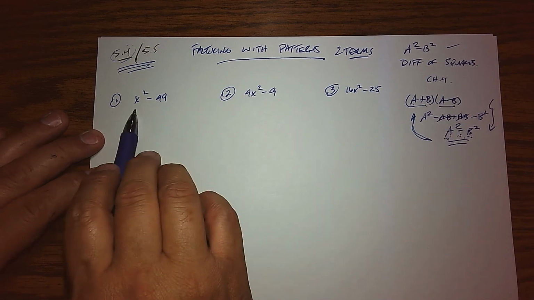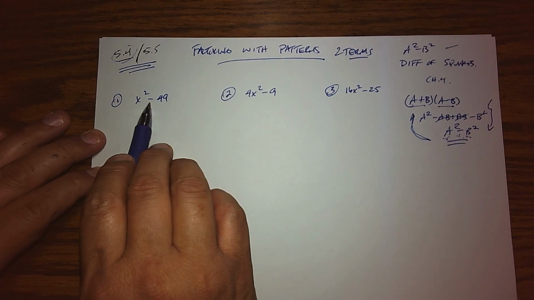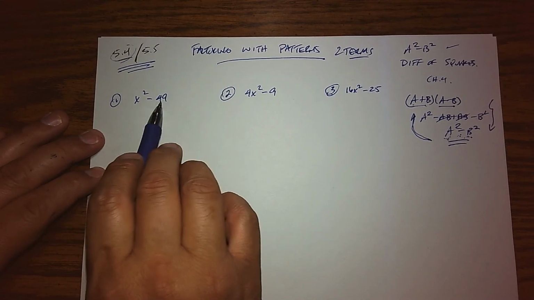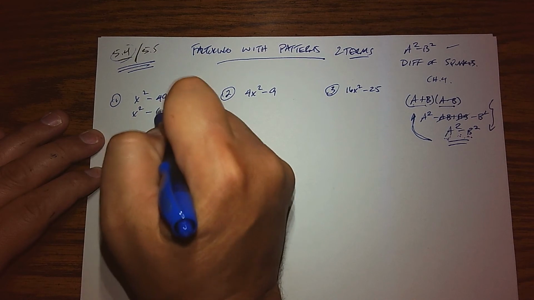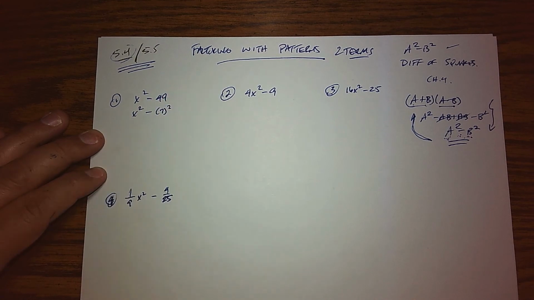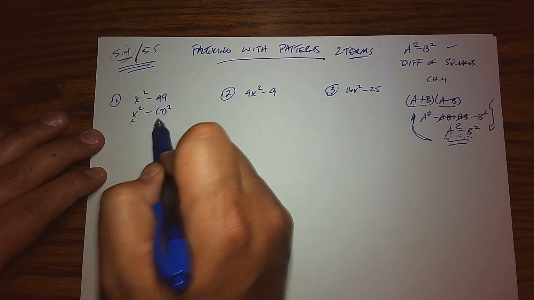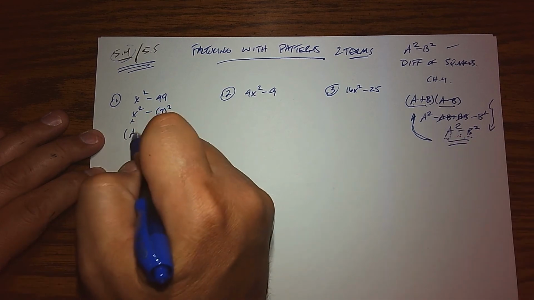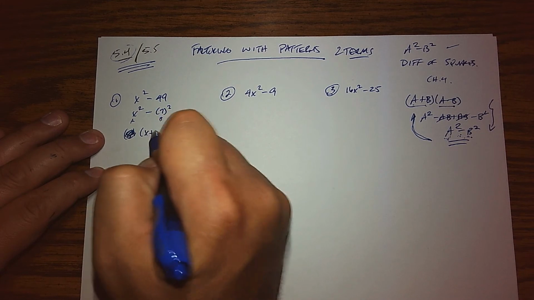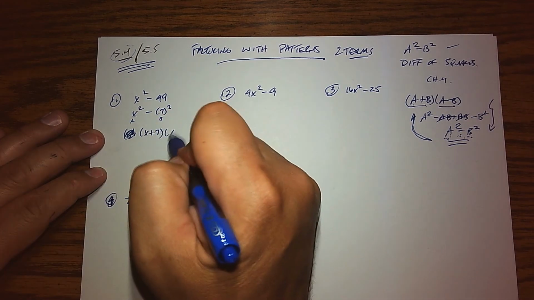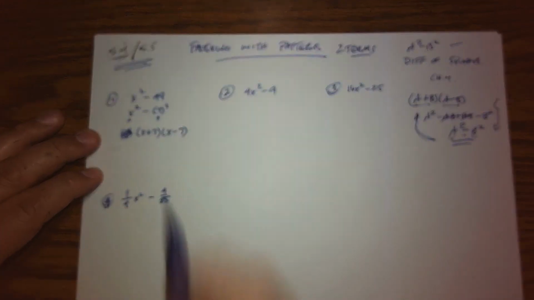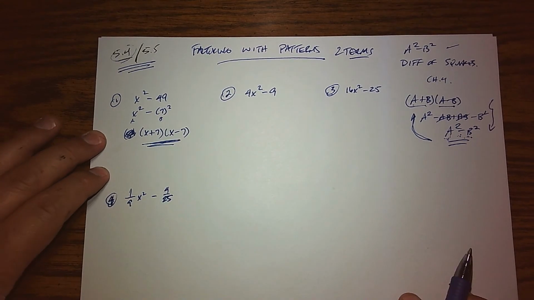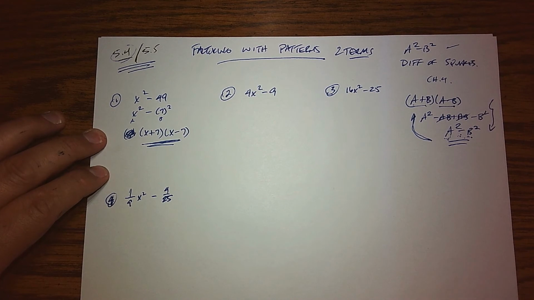So this first one, we obviously have a difference. This is being squared, and if we think about it, 49 is 7 squared. So this is your A and this is your B. So the pattern says we take our bases and we add them, and we take our bases and we subtract them. So how do we factor x squared minus 49? We factor it as x plus 7, x minus 7. Of course, how do you check? FOIL it out and see that it's true.